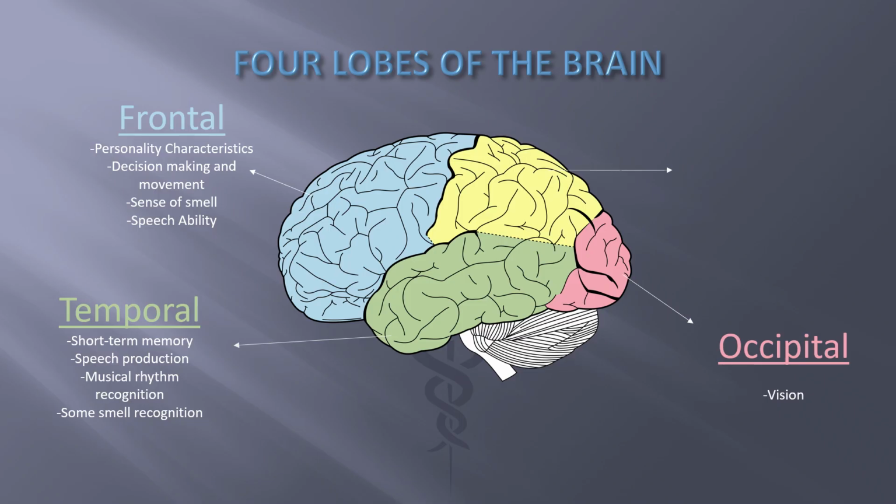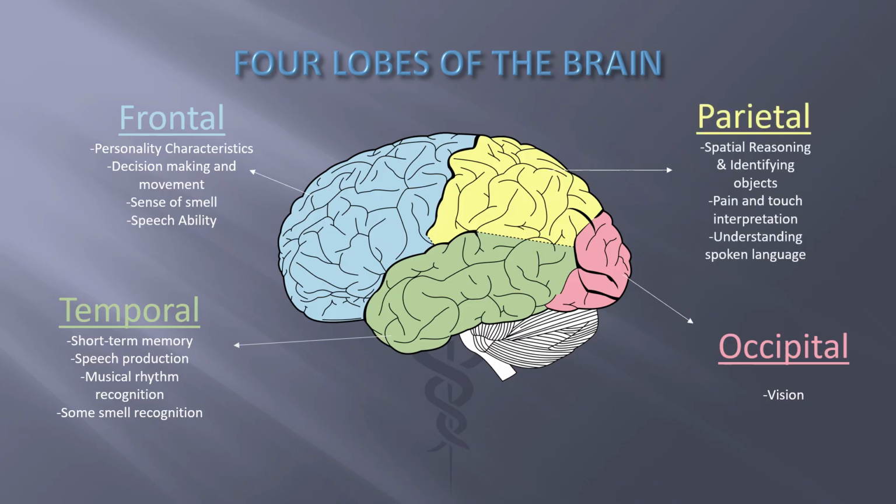And lastly, the 4th region here is the parietal lobe, which is responsible for spatial reasoning and identifying objects. Spatial reasoning is, for example, let's say if you're sitting in your living room and you look around, you can recognize that you're in the living room. You notice the TV, you notice the table, you can identify these objects. And next, it is also responsible for pain and touch interpretation, such as feeling pain, feeling touch, and understanding spoken language.